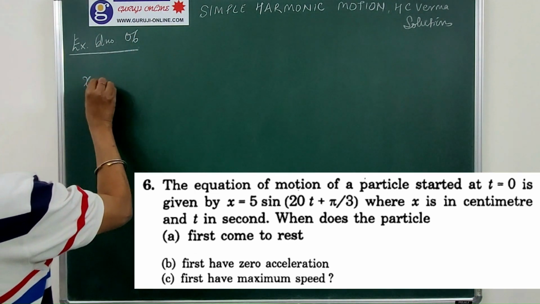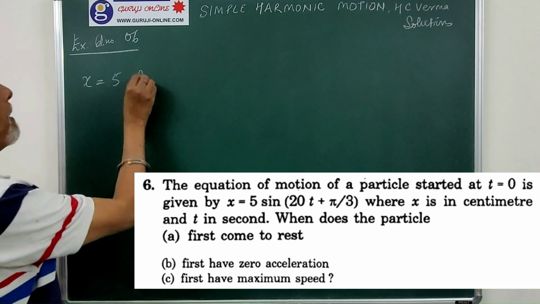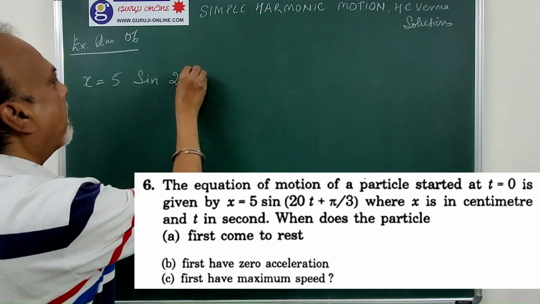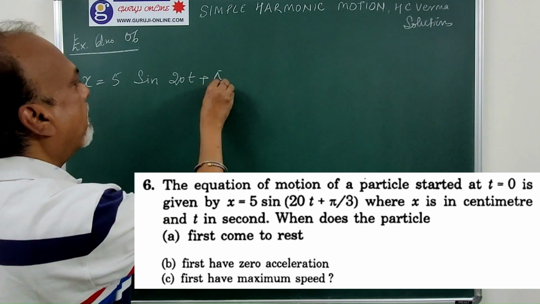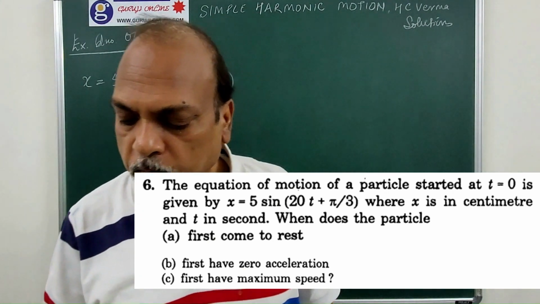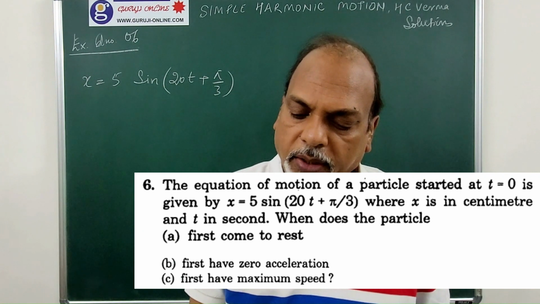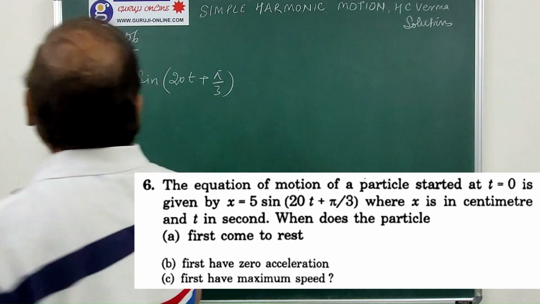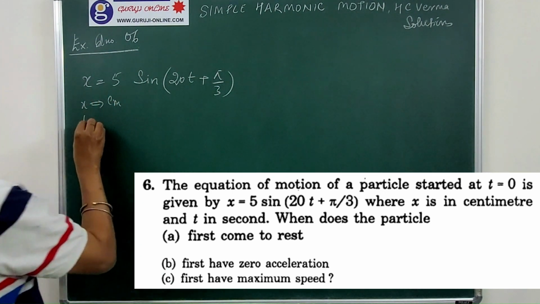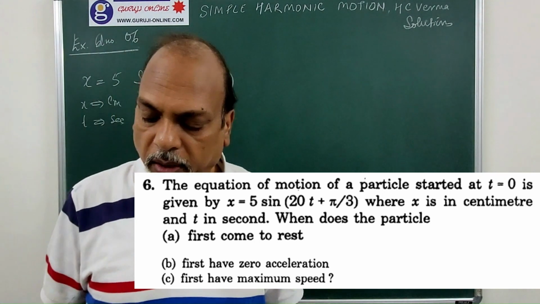So x is equal to 5 sine 20t plus pi by 3. This is the expression for the position of the particle, where x is in centimeter and t is in seconds. So this is our question. Let us see what they are asking.